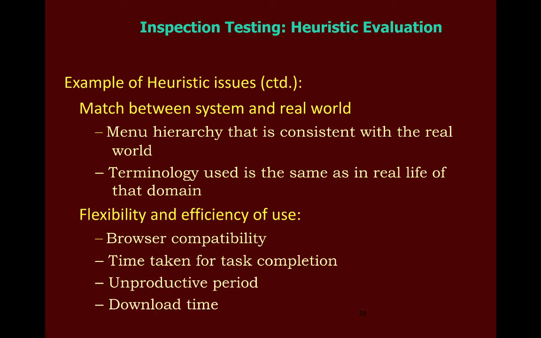Flexibility and efficiency of use. So you might have some criteria that are based on time taken for task completion, download times, and all that. For instance, in your checklist, you may have a guideline that says every page should download within 3 seconds. And if that's satisfied, then you can check that in your checklist. I'll give an example of a checklist later.